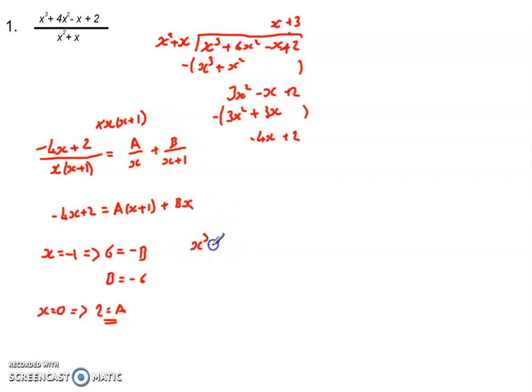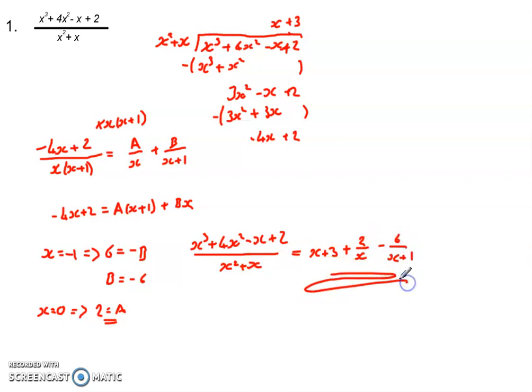So what I can say, I've got my x cubed plus 4x squared minus x plus 2 all over the x squared plus x, so the original function itself. What I then do is express that in terms of the answer from the division, then adding on the partial fractions. So that would be expressed as x plus 3, then my two partial fractions together. So I'd have plus 2 over x, so the a over x, and then my b over x plus 1, so negative 6, so it would be minus 6 over x plus 1. So there you go, answer for the first one.